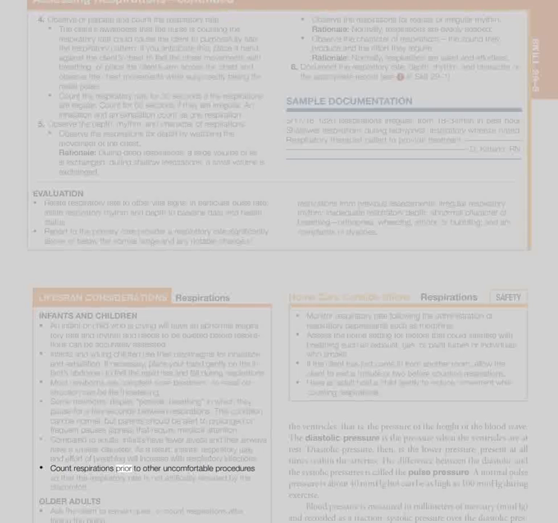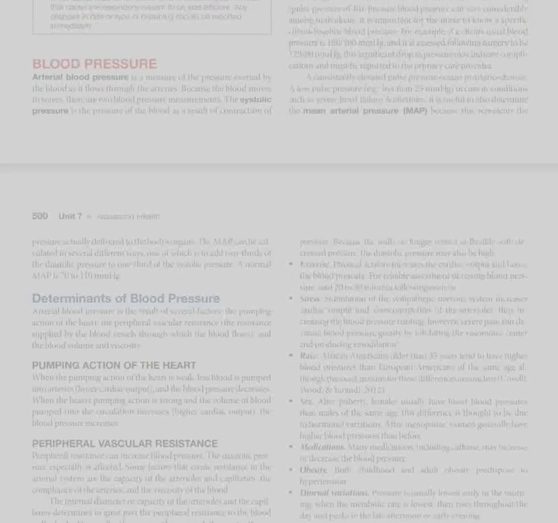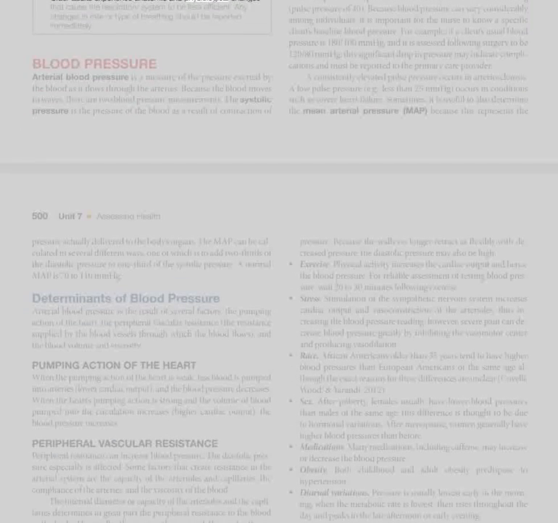Count respirations prior to other uncomfortable procedures, so that the respiratory rate is not artificially elevated by the discomfort. Older adults: ask the client to remain quiet or count respirations after taking the pulse. Older adults experience anatomic and physiological changes that cause the respiratory system to be less efficient. Any changes in rate or type of breathing should be reported immediately.